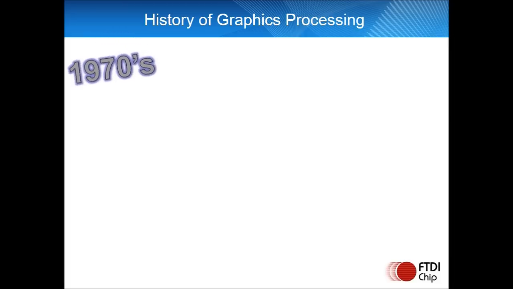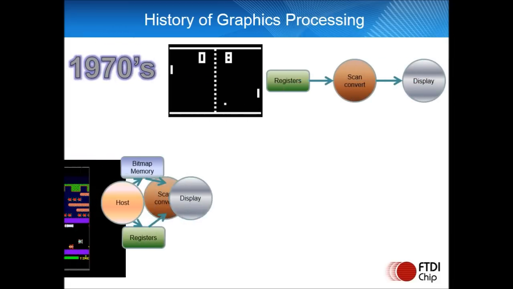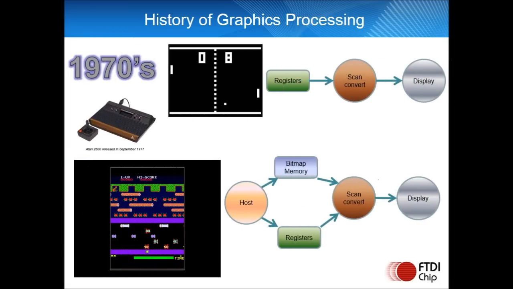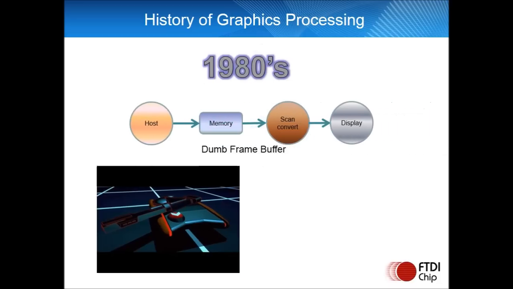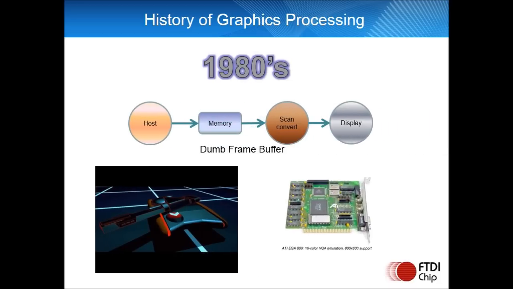In the 70s, scan-convert architectures translated incoming data streams into bitmap video, laying the foundation for 3D. Atari's 2600 circa 1977 was based on this. Frame buffer architectures had emerged by the 1980s. One example was ATI's color emulation card used in Commodore computers during this era.